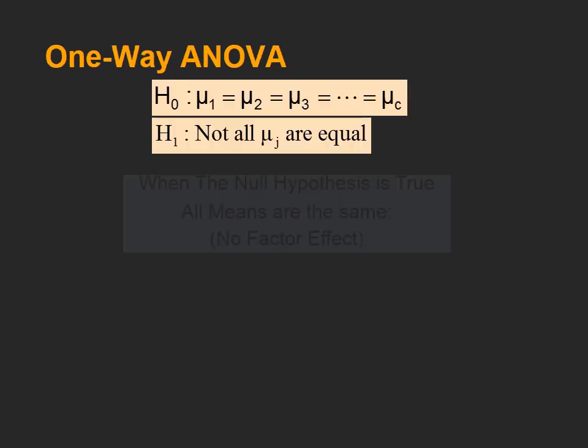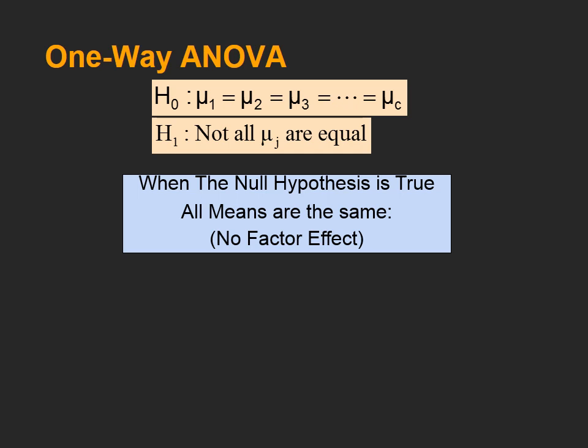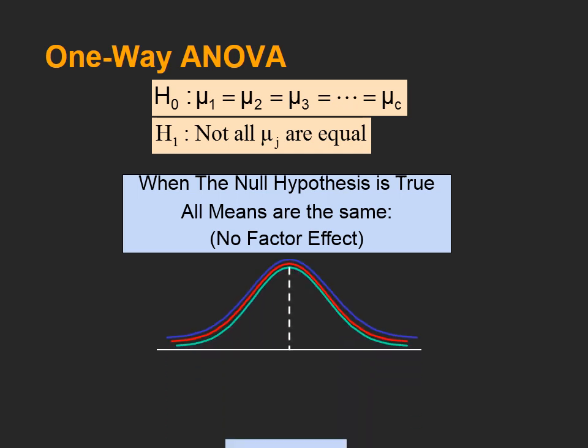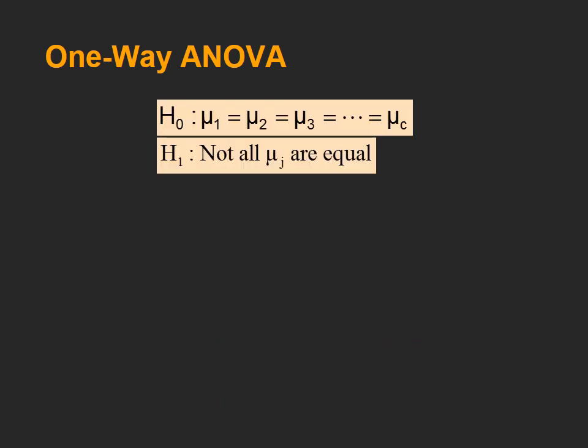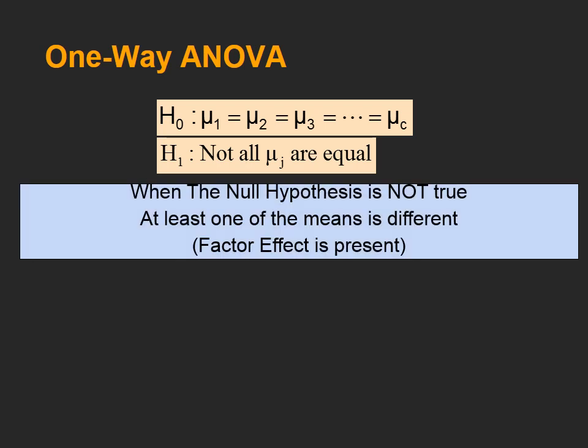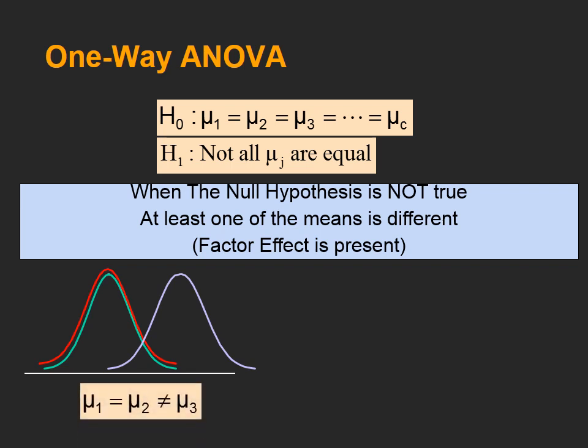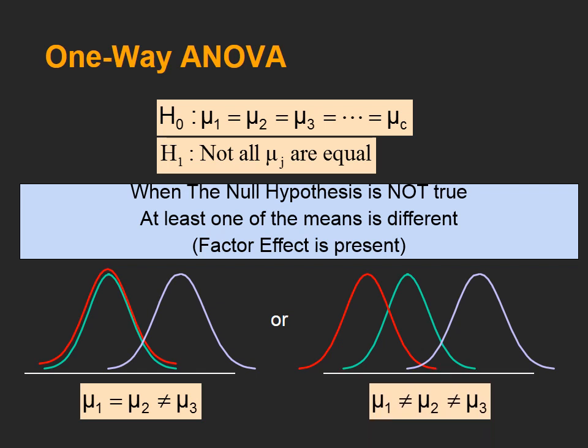So coming to the hypothesis, if they are not equal, in that case we accept the alternative hypothesis. When the null hypothesis is true, all the means are the same, there is no factor effect, so the curve will be the same for all the groups. If the alternate hypothesis is accepted, there is a factor effect, and the curves may not be the same for all the groups. So it will be different, like mu1 equal to mu2 not equal to mu3, or the other case, all three curves will be different.